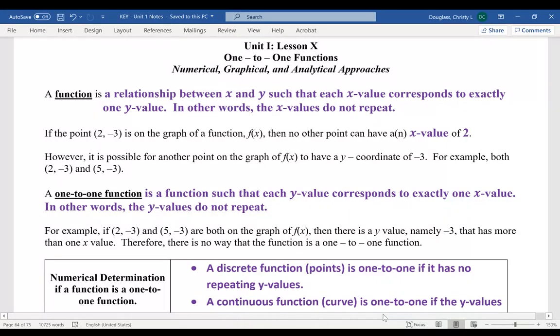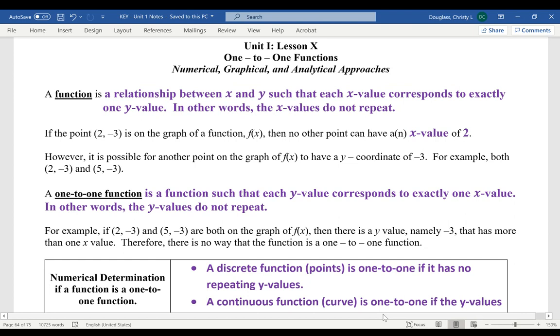However, if we make the rules a little more strict, then we introduce something called a one-to-one function. This is a function such that each y value corresponds to exactly one x value. In other words, the y values do not repeat either. For example, if (2, -3) and (5, -3) are both on the graph of f(x), then there's a y value, namely -3, that has more than one x value. Therefore, there is no way that the function f(x) is a one-to-one function.